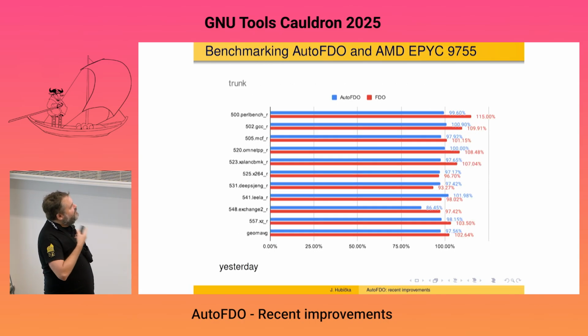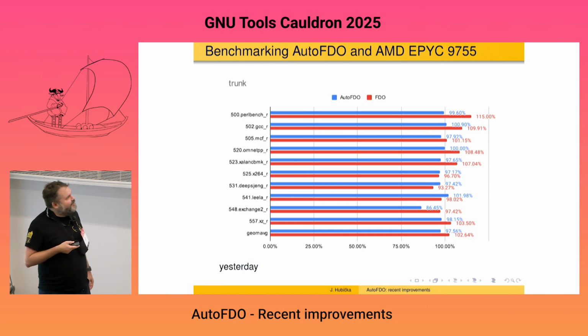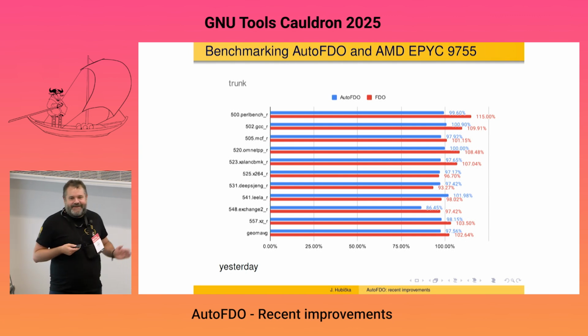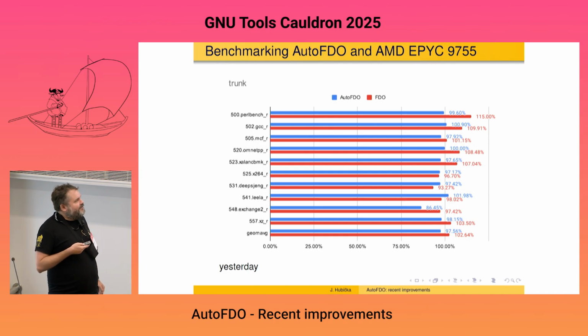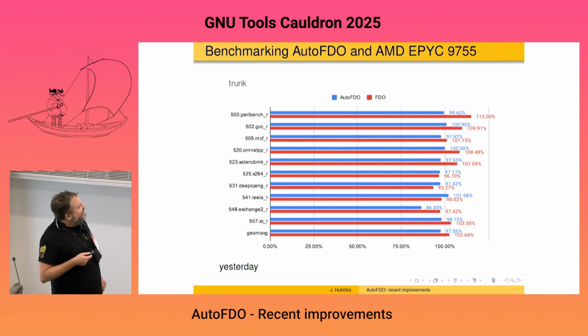I also measured the data yesterday, so you can see things have improved. So now with FDO we are like 2% faster. With AutoFDO we are like 2.5% worse, which is less than 20% or 15%. So it has improved. But the goal is that this bar should improve for the release. So there's like 3% to go. And that's the good news.